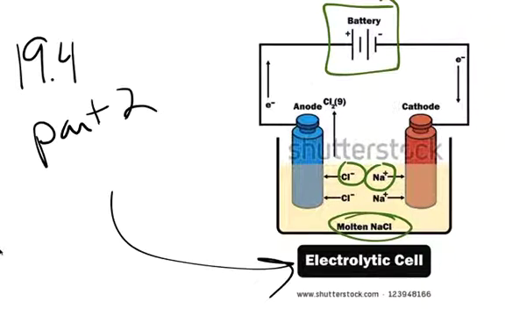Okay, so we have it hooked up to a battery. Anytime you see a battery like this, you always want to know that wherever this shorter line is, that is what the electrons are flowing away from. So they're always going to flow in this direction, away from the shorter line. So that's the symbol we use for a battery.